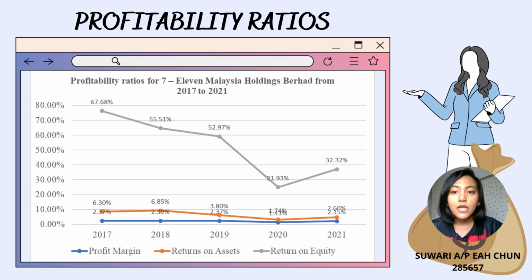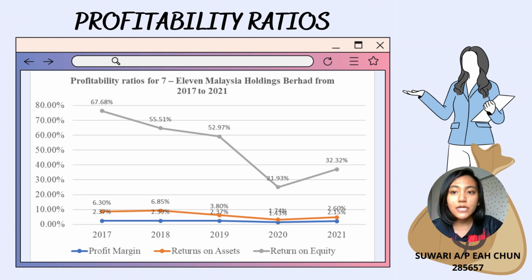Based on the graph stated, the profit margin over 5 years shows an inconsistent situation. For example, there is an increase as well as a decrease in a particular year. Next, the return on asset ROA is also in the same situation, which is there are an increase and decrease for a particular year. For example, there is an increase in 2018 and decline in 2020, but an increase again in 2021. Lastly, the return on equity ROE.